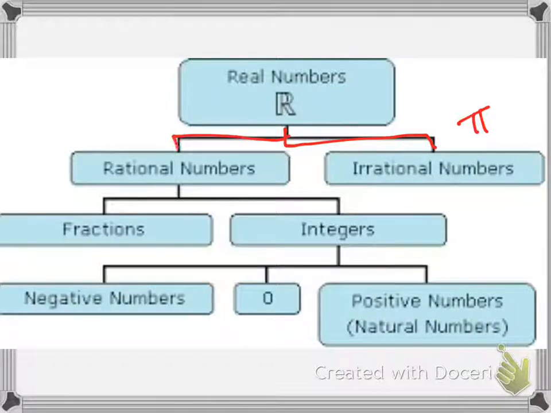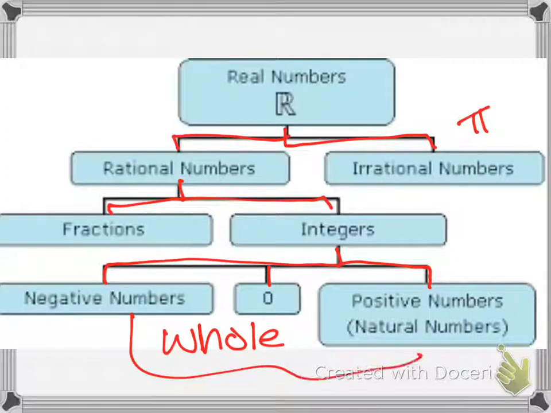Then we have rational numbers. In rational numbers, we have fractions and integers. So they're both considered types of rational numbers, but they are their own thing. Then integers include negative numbers, positive numbers, and 0. And they have to be whole numbers. Now, fractions also include negatives and positives.